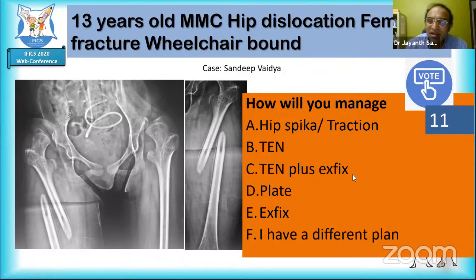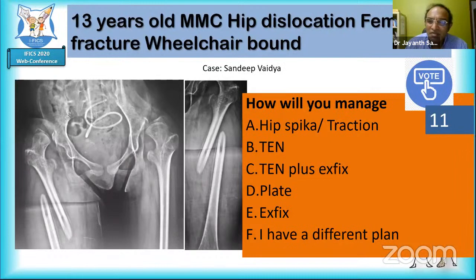Yeah, I have managed a few of these. And they heal up very quickly. They throw a lot of callus. And really in these non-walking children, all these issues of length, alignment, stability, they really don't matter. So you don't need anatomical reduction.